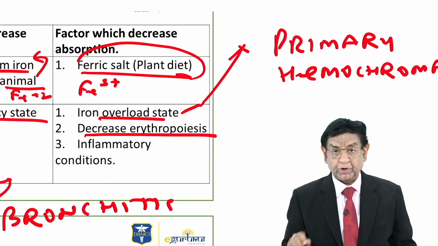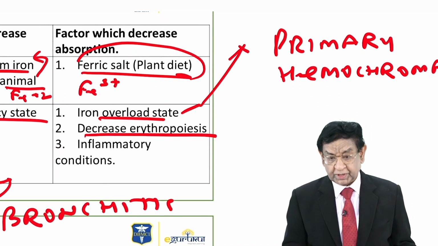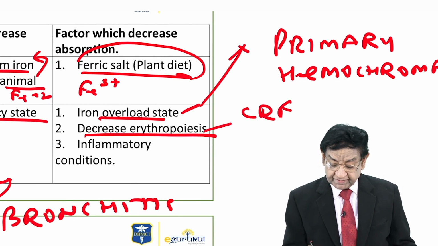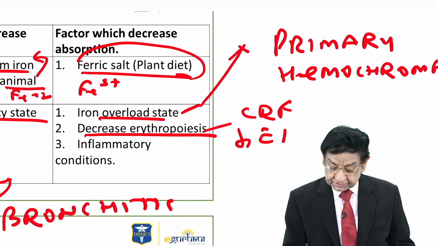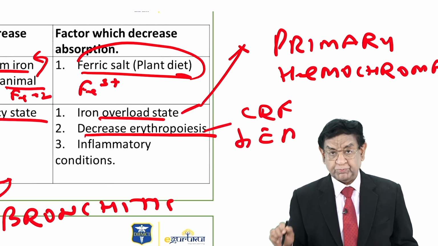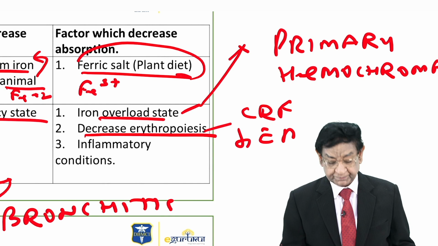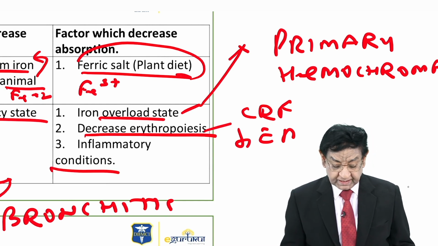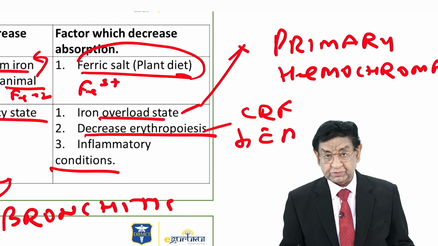Decreased erythropoiesis, any condition where erythropoietin is reduced. The classic example is chronic renal failure. In chronic renal failure, erythropoietin level is reduced, and that leads to reduced erythropoiesis, and that leads to anemia. In inflammatory conditions also, the iron absorption is reduced.